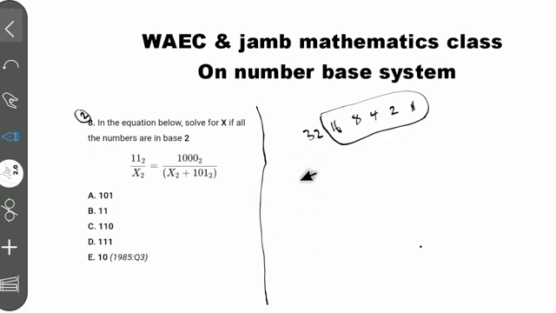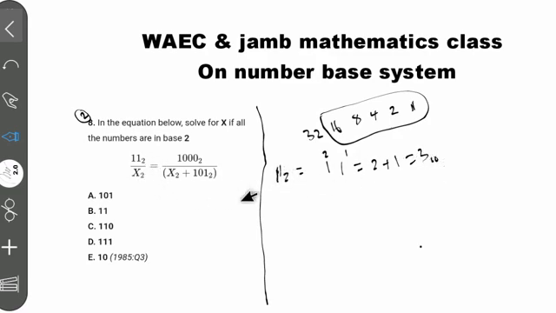Now let's solve it. Let me first convert this one. We have 11 in base 2, so let's convert it to base 10. Let me use this code. We have 2 digits here, so we use 1 and 2. This means 2 times 1, that is 2, plus 1 times 1, that is 1. When you add it together, that is equal to 3 in base 10. So 11 in base 2 is equal to 3 in base 10.